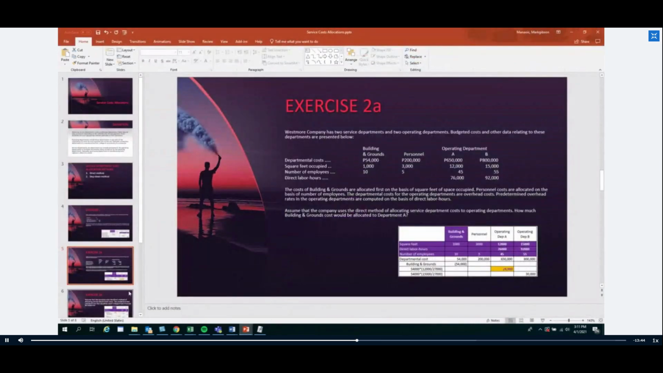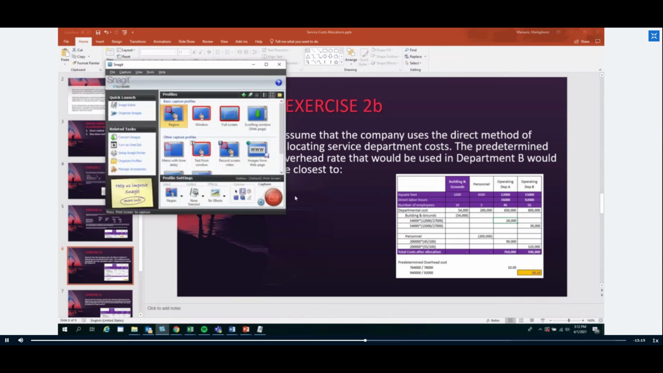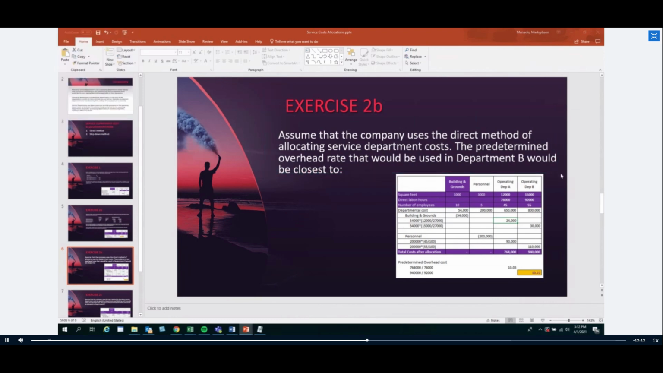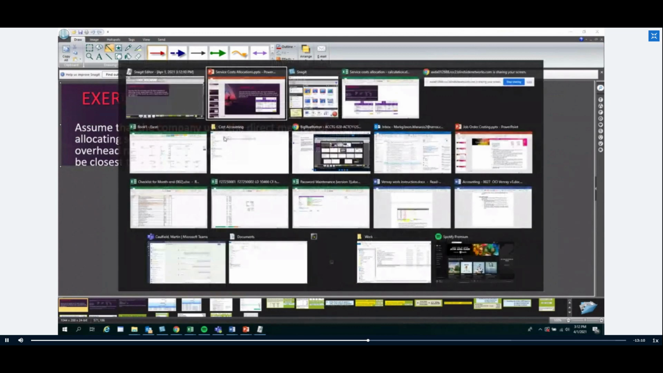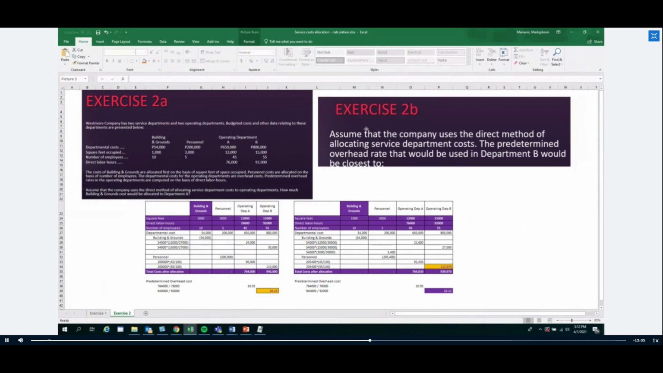Sige, let's now go to exercise 2B. Same problem. No? Assume that the company uses direct method of... tinapos ko na rin pala ito. Company uses direct method of allocating service department costs. The predetermined overhead rate that would be used in Department B would be closest to... sige. Ito naman, pinapakompute lang yung total overhead, predetermined overhead, no?